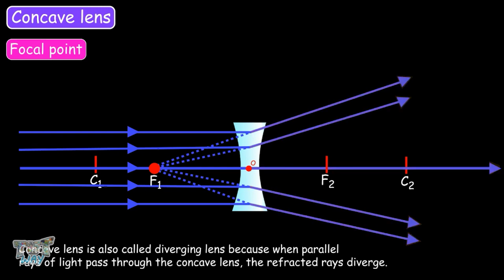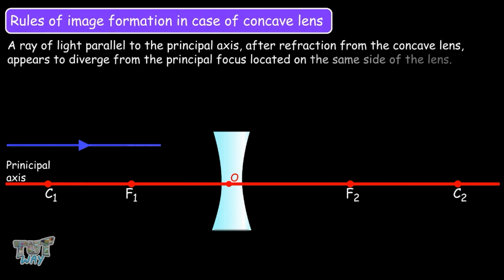Now we will learn some rules for determining the image formation in the case of concave lenses using a ray diagram. A ray of light parallel to the principal axis refracts and appears to diverge from the principal focus located on the same side of the lens. Let's repeat. A ray of light which is parallel to the principal axis refracts and appears to diverge from the focus, which is located on the same side of the lens.